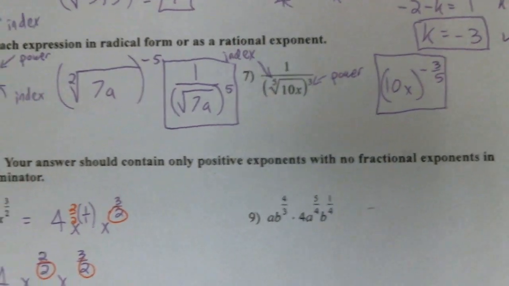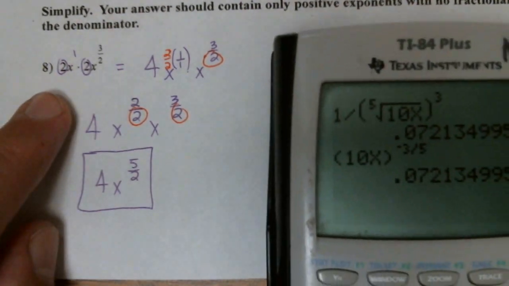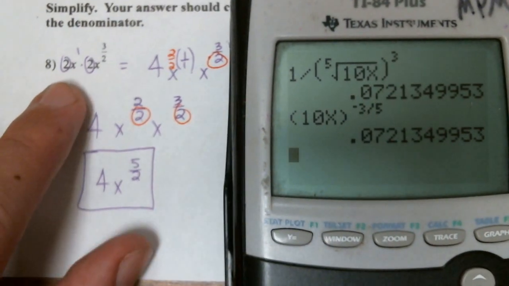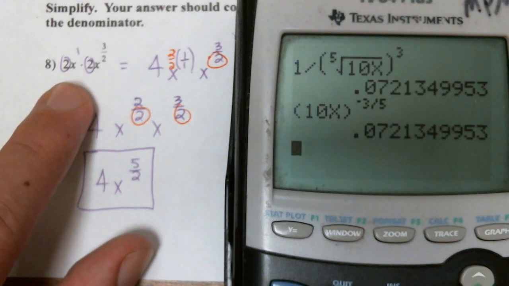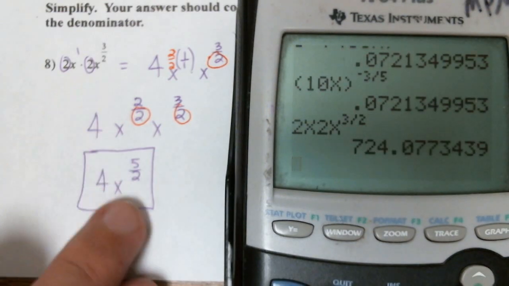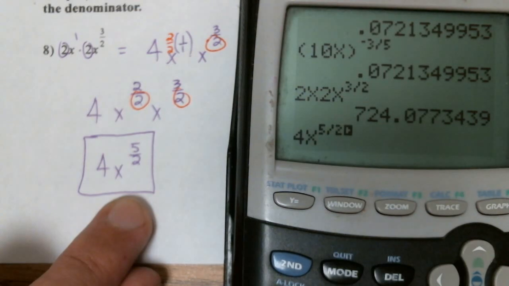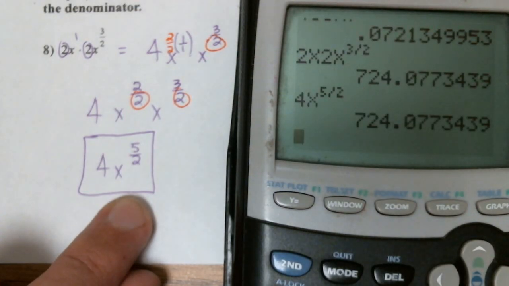All right, what about this one here? These start to get a little bit more complicated when you start checking these, okay? But the more you practice, the faster you'll get. Let's type in exactly what we see. 2x raised to the 3 divided by 2. Get some number, fine. We think that's the same thing as 4x raised to the 5/2. All right, they match. Move on to the next one.